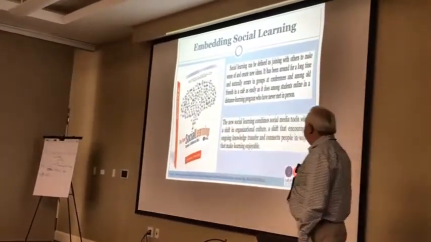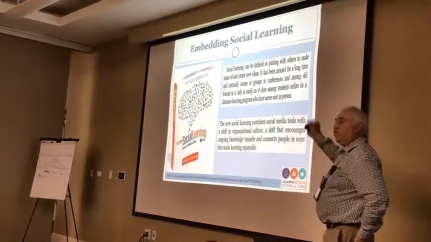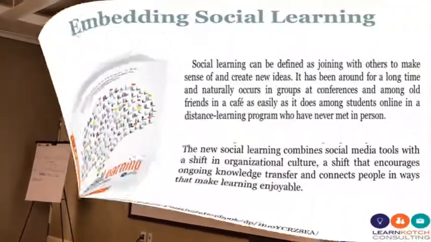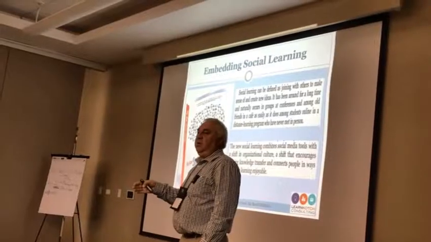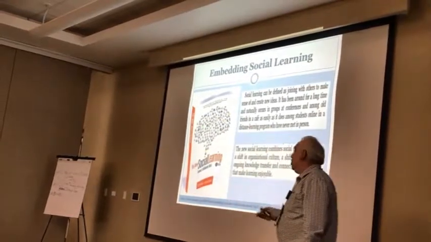And this is where Marsha and Tony really start defining. I apologise for a lot of content on this slide. I don't usually put a lot of content, but I think there were just 1 or 2 key things here that I wanted to highlight. Social learning can be defined as joining with others to make sense of creating new ideas. And they go on saying it's been around for a long time. But the new social learning combines social media tools with a shift in organisational culture. We'll talk about culture soon. That encourages ongoing knowledge transfer and connects people. People, people, people. That is what social learning is all about.